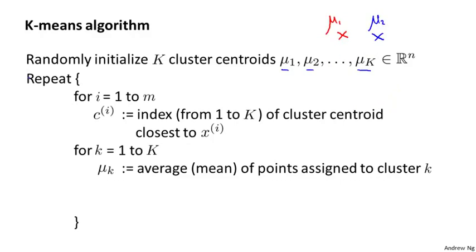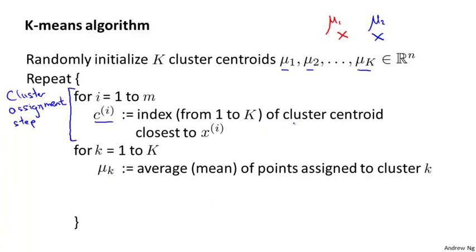Then the inner loop of k-means does the following. We're going to repeatedly do the following. First, for each of my training examples, I'm going to set this variable ci to be the index 1 through k of the cluster centroid closest to xi. So this was my cluster assignment step, where we took each of my examples and colored it either red or blue depending on which cluster centroid it was closest to. So ci is going to be a number from 1 to k that tells us, is it closer to the red cross or is it closer to the blue cross?